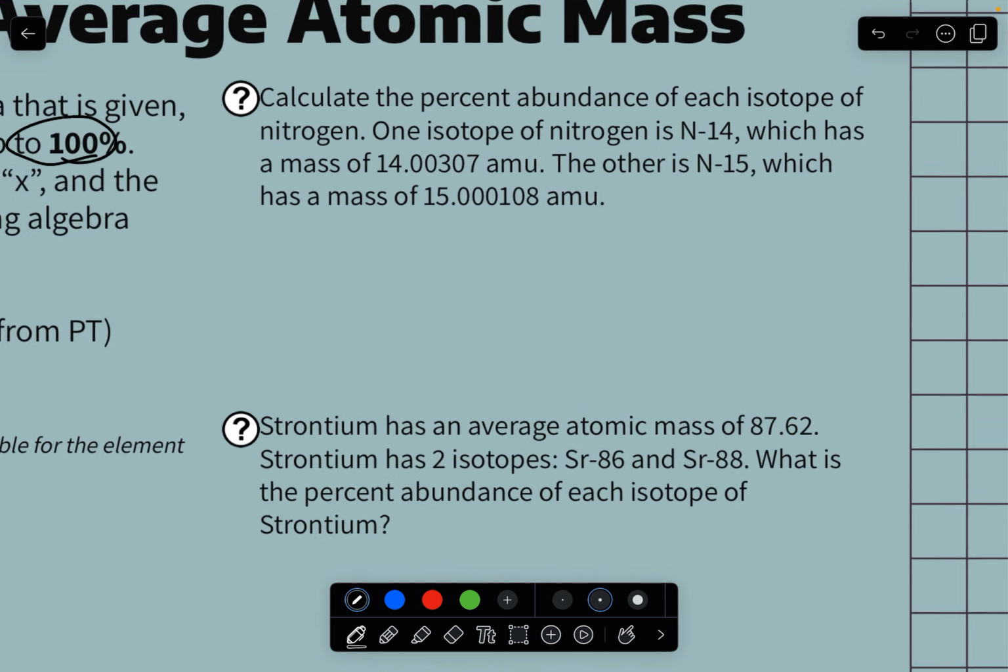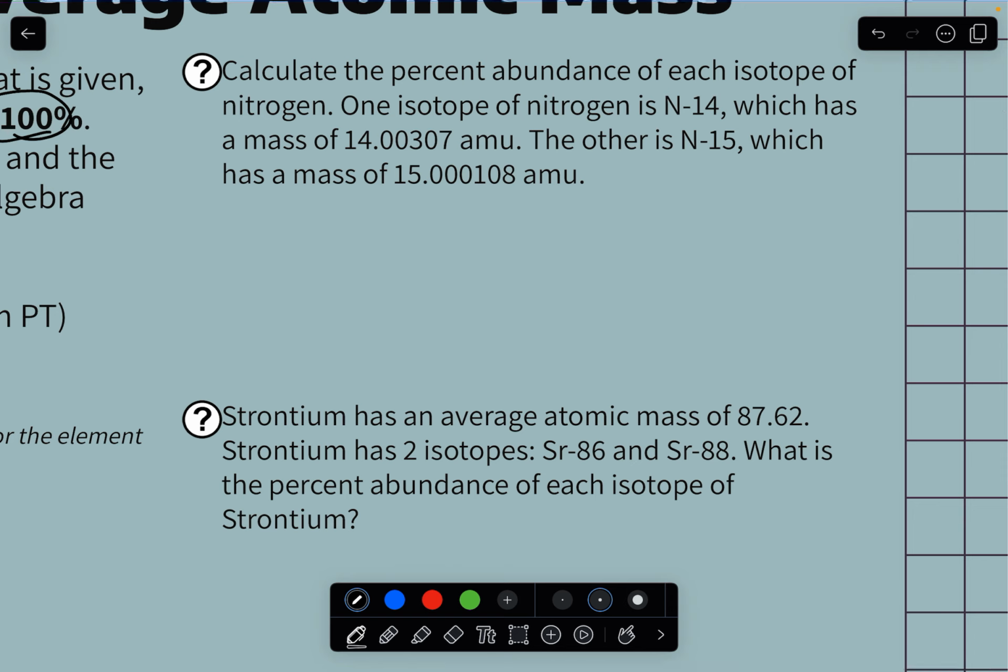So let me zoom in on our practice question. The first one, we have to calculate the percent abundance of each isotope of nitrogen. We can look at our periodic table, and nitrogen, I believe, is 14.007. Just let me make sure so I don't use the wrong number. Yeah, on the periodic table that you're given from AP, it's 14.01. So we'll use the AP number.